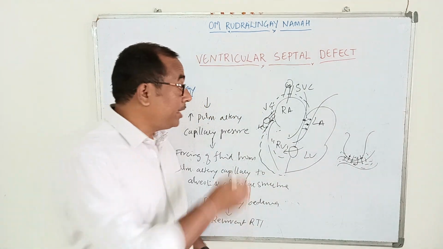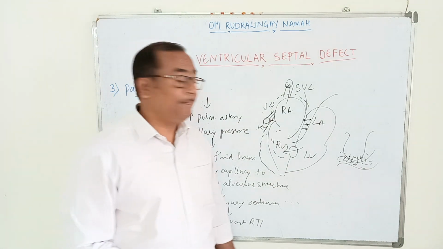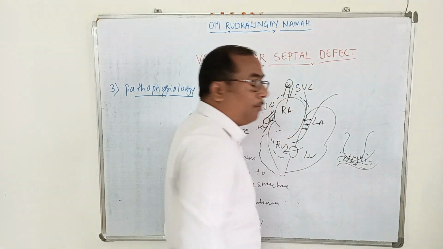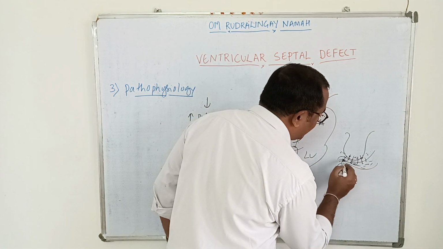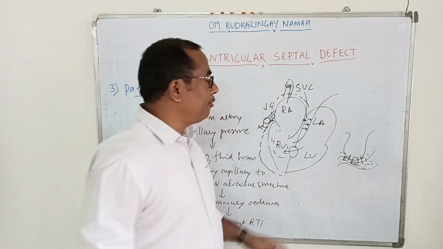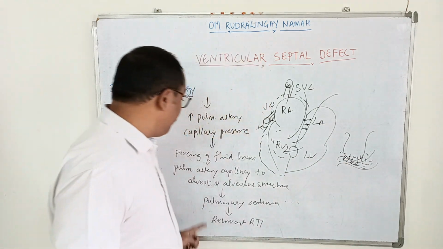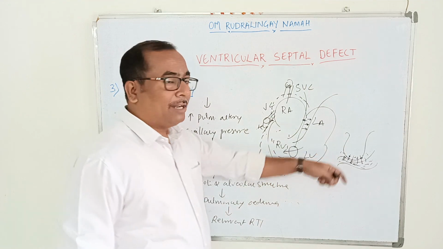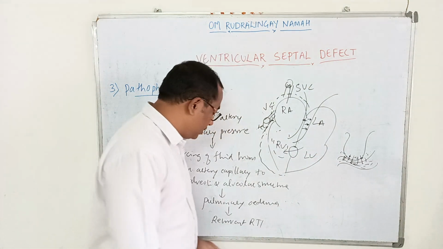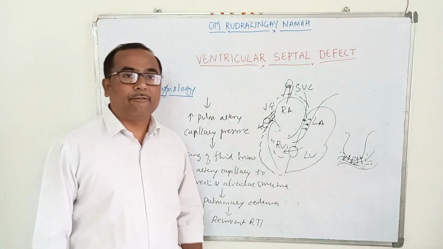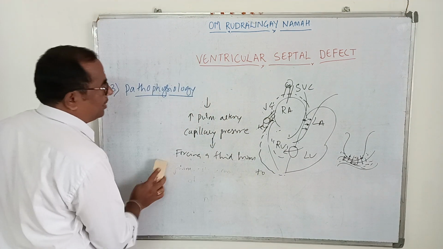Apart from this, there is more pressure on the pulmonary artery capillary also, because of increased blood flow to the pulmonary artery. So this will lead to forcing of fluid. There is a movement of fluid from pulmonary artery capillary into alveoli and alveolar structures. So that will give rise to pulmonary edema. Whenever there is pulmonary edema, that is associated with recurrent respiratory tract infection. So the child will have a recurrent respiratory tract infection. So this is another side of the pathophysiology.